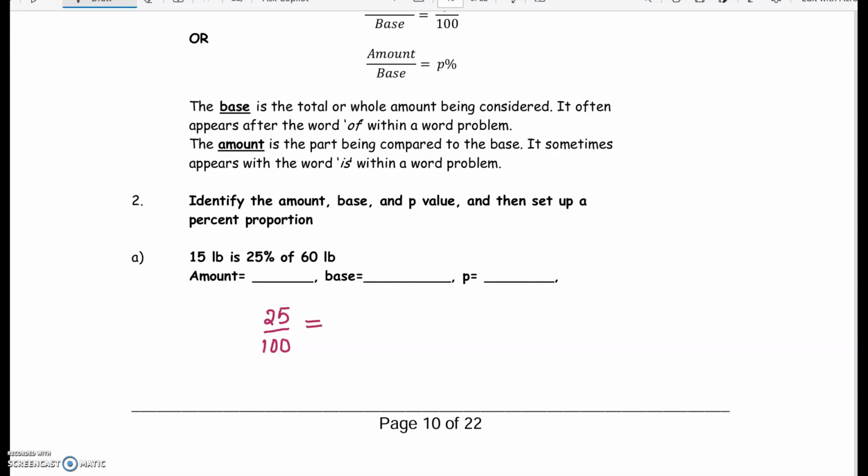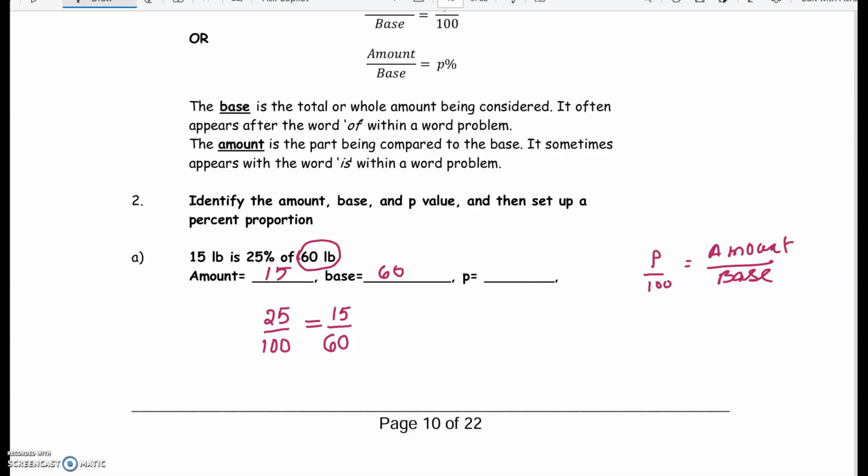Equals, now let's read the question. 15 pounds is part of the total of 60 pounds. So the part is 15, the whole is 60. So the amount is 15 and the base is 60. So same thing: P over 100 is equal to amount over base. Even if you don't know what these words mean, that's exactly what you're setting up.